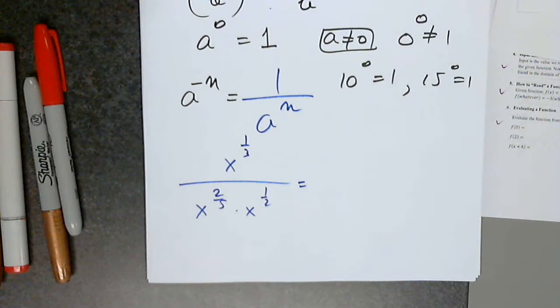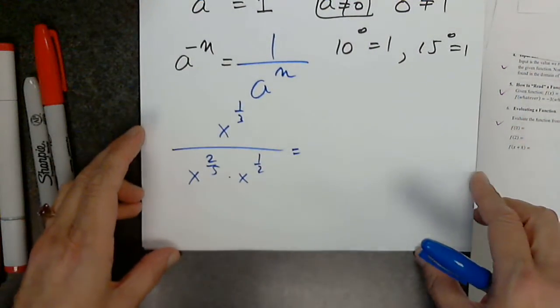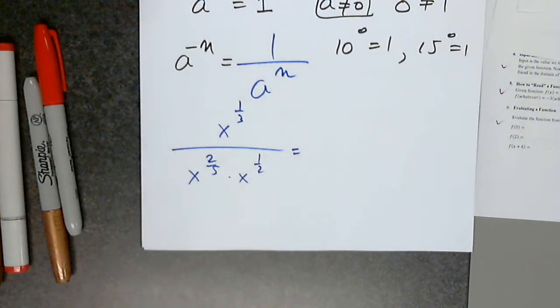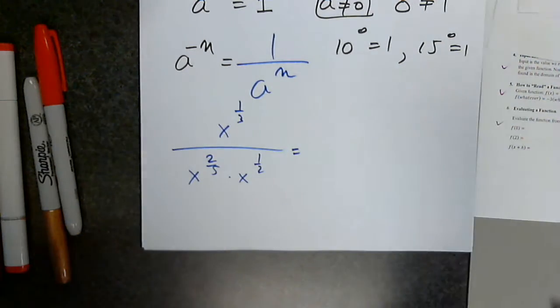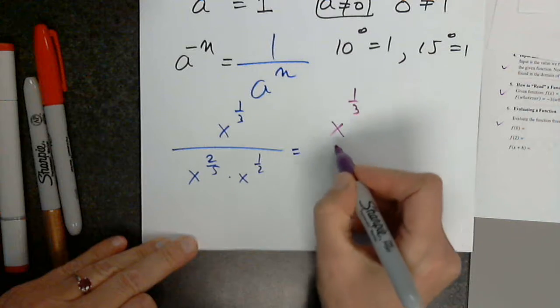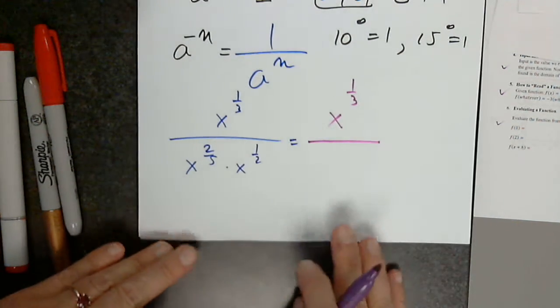Let's start. So we're asked to use the exponential rules and simplify this expression. What do I do? Where do I start? Well, the top is the top. I can't do anything to it right now. But what about the denominator?